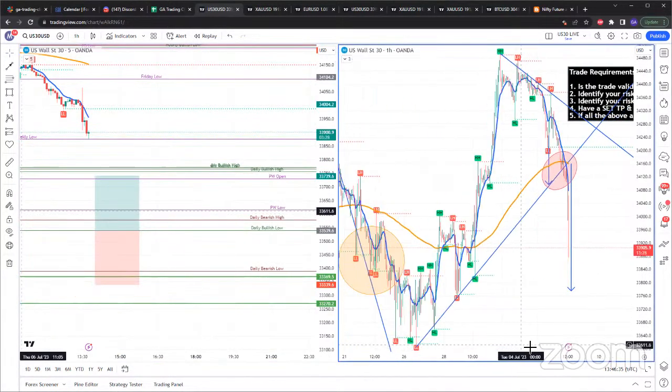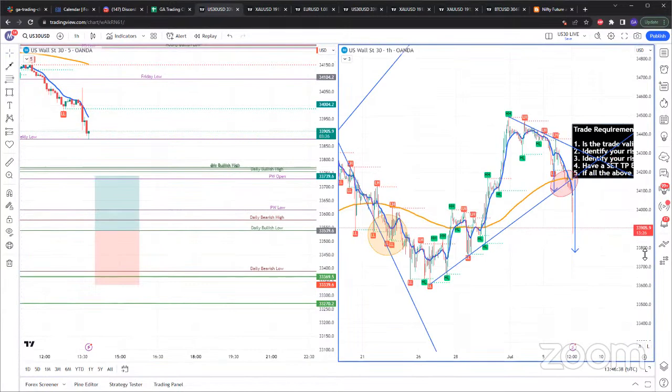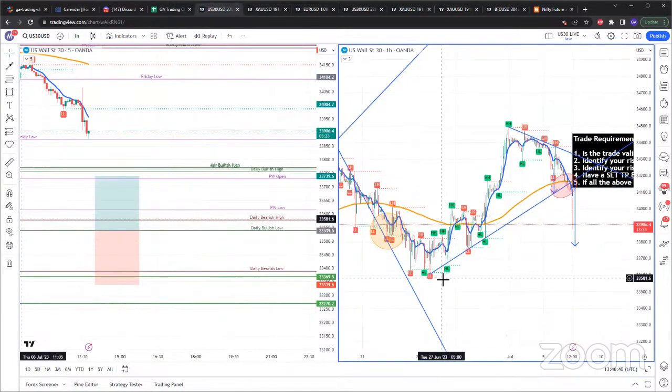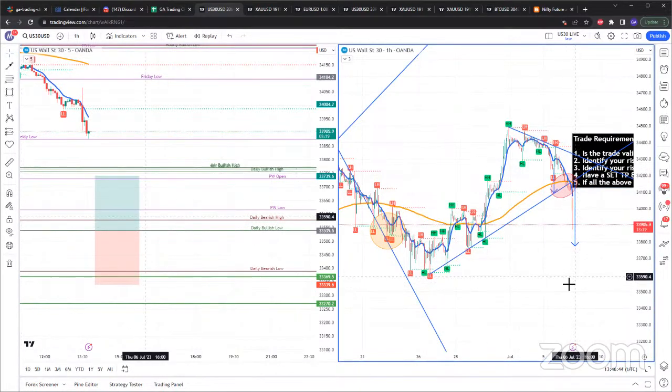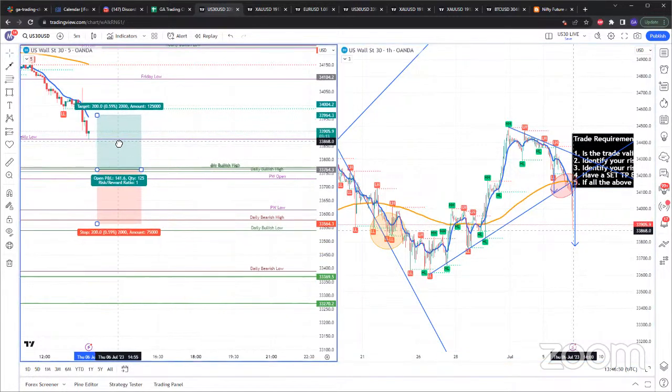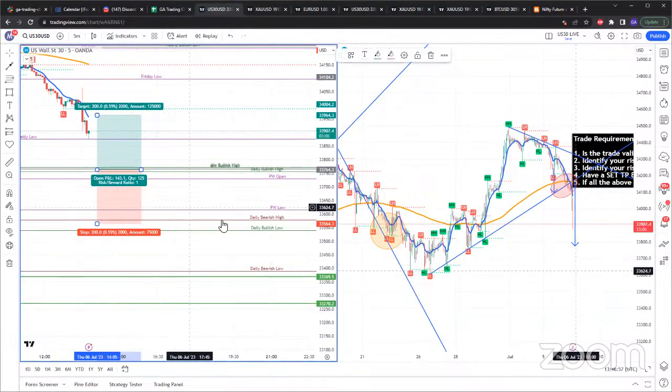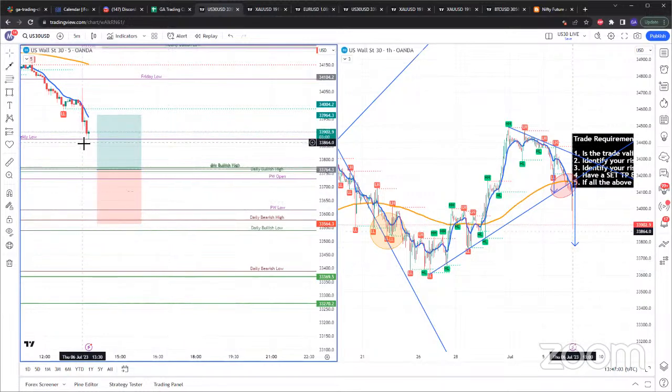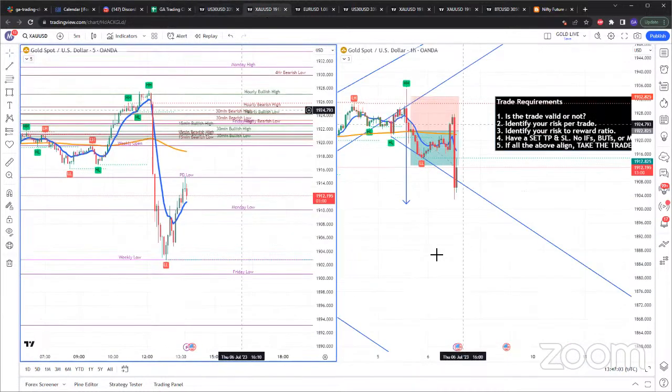33,539 area. So let's see what's around 33,539. That would be somewhere around here. So US 30 would have to drop all the way down here somewhere. Yeah, but that's my analysis for US 30. If you're going to buy here at around 33,760, just make sure you understand you can easily get faked out, because they have a daily bearish high and daily bullish low below your stop loss. So I think price is bound to come down there at some point.